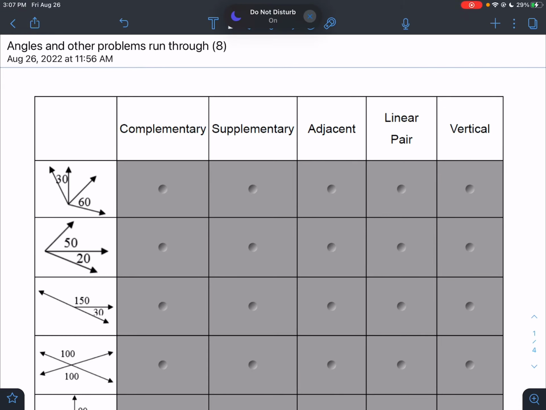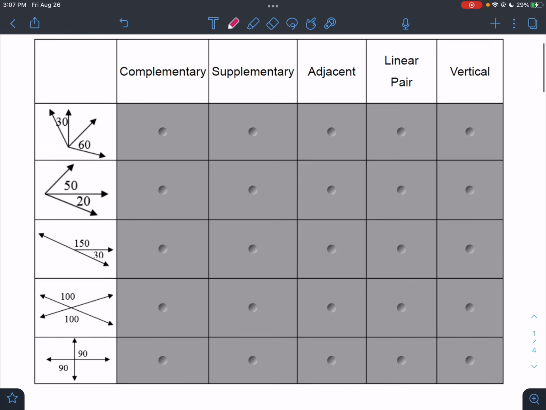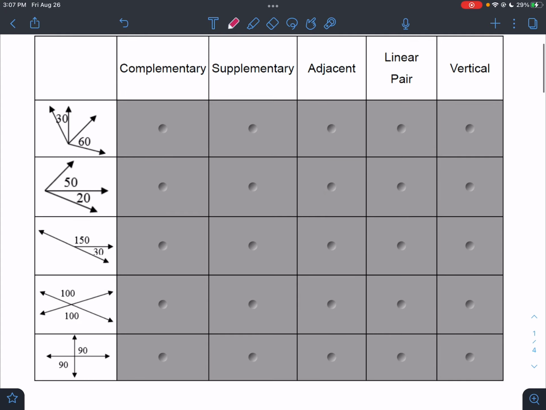All right, guys, we're going to be talking about angles, their names, different types, different types of relationships, and then we're going to work through some different problems here in a minute. All right? So this says angles and other problems run through. So here's a lot of different types of angles that we need to know. We need to know what the definition is. We need to know what they look like. I'm just going to kind of go over these.